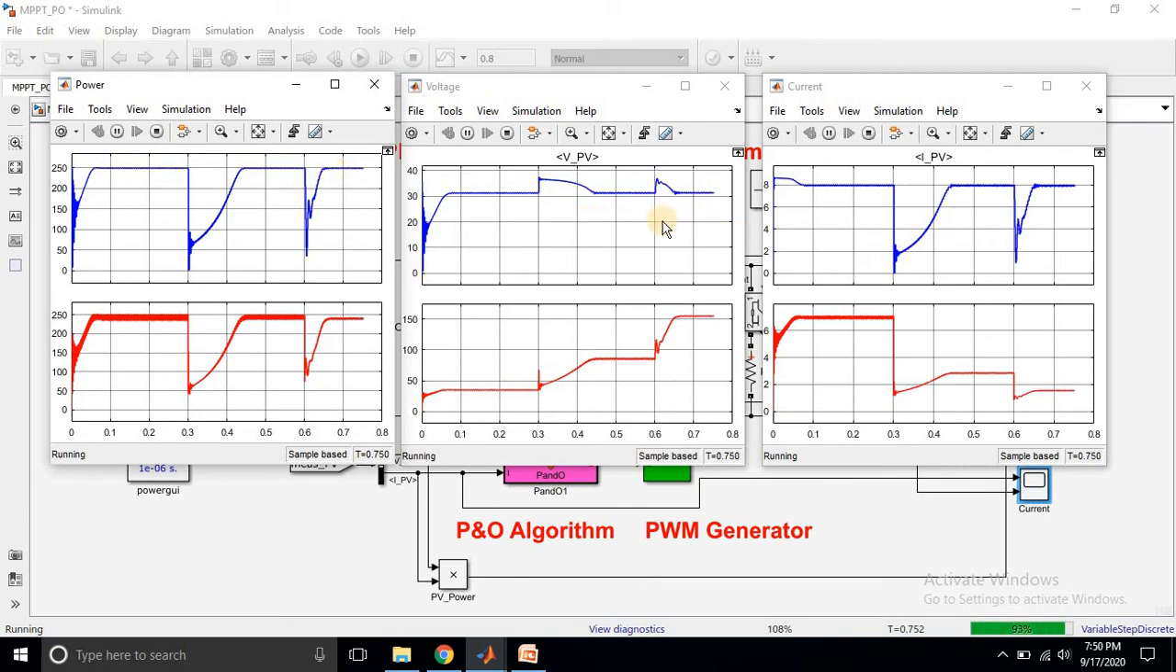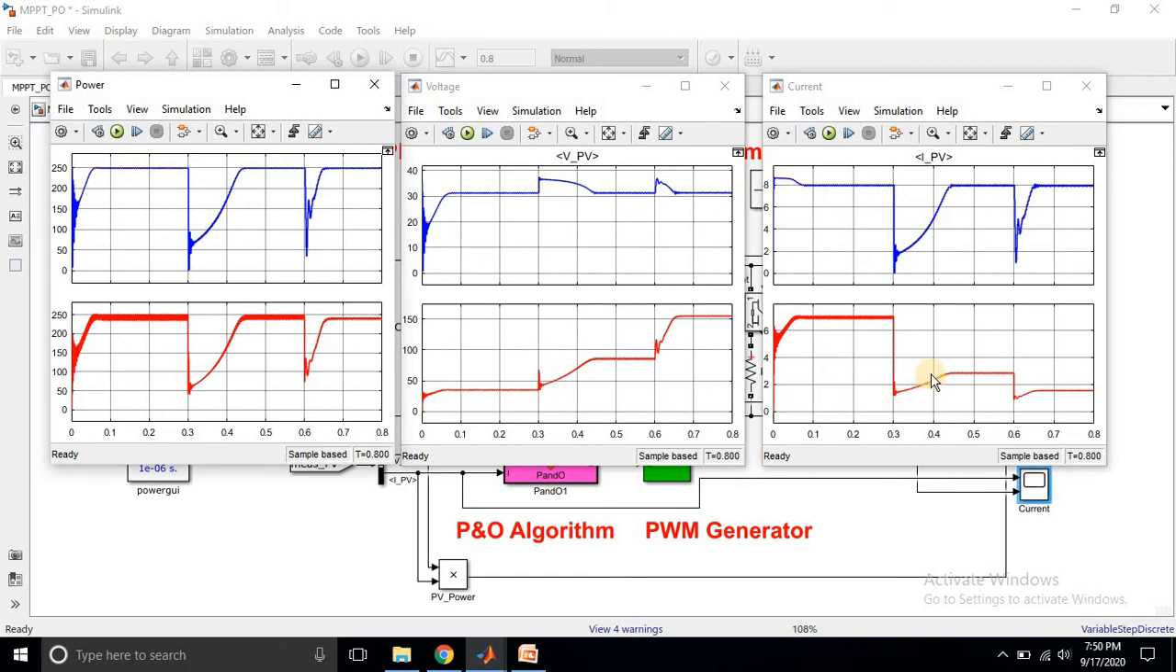So these are the parameters of the voltage and current. You can see the converter voltage and current. When the voltage in the converter increases, the current level decreases, like a transformer, DC transformer action, in order to extract the maximum power from the solar PV panel.